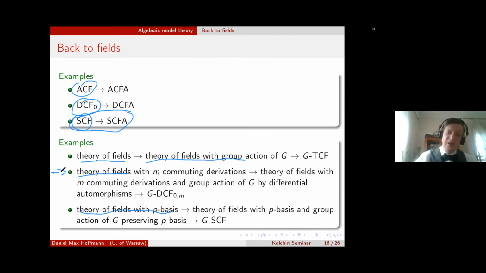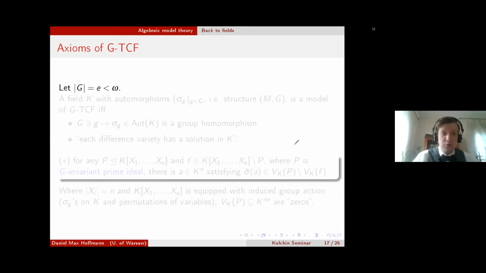But let me start with a simple, say, baby case. So the GTCF. That's just the theory of existentially closed fields with group action of a finite group G. Okay, that's how we started. We try to guess the axioms. We'll be at least, I think, convinced that these axioms work, and then we try to do the same axioms for GTCF0. We look at what's going wrong and then try to fix it. So axioms for GTCF.